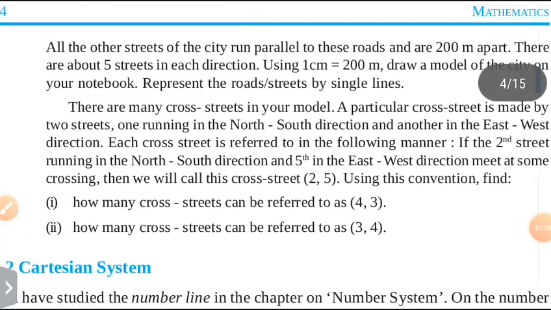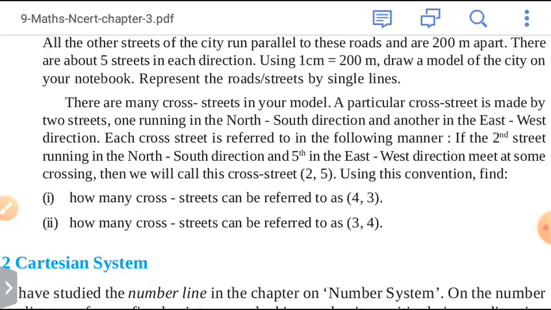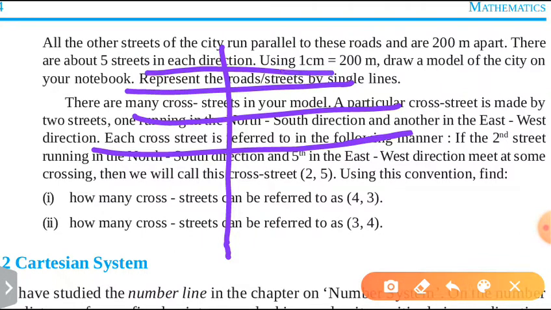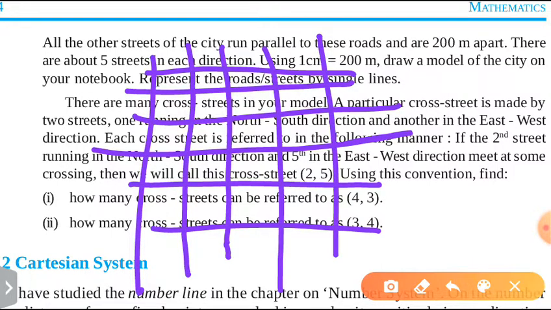If I read this question, this whole video will be finished. Now see, in short I will tell you that in this question, suppose there are two street lines, and there are so many streets like that in this direction, parallel to each other, and some streets are parallel to this also. So you have to tell how many cross sections can be referred to in 4.3.